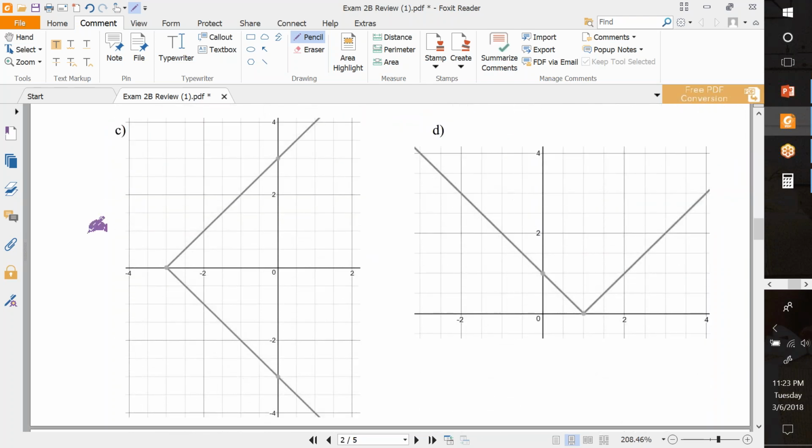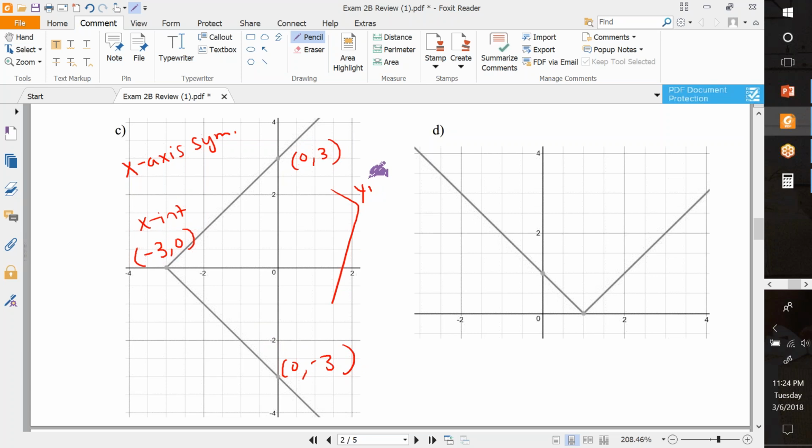For C, this one folds over the x-axis, so that would be x-axis symmetry. It has intercepts of, it looks like -3, 0 for the x-intercept, and 0, 3, and 0, -3 for the two y-intercepts. Now notice that's not a function, but it has this symmetry and it has those intercepts.